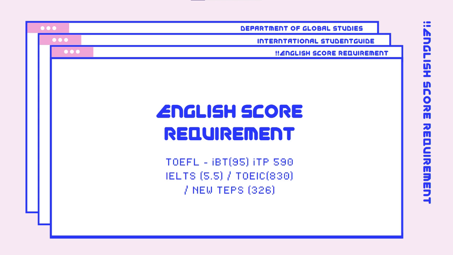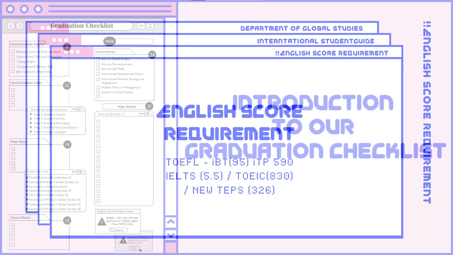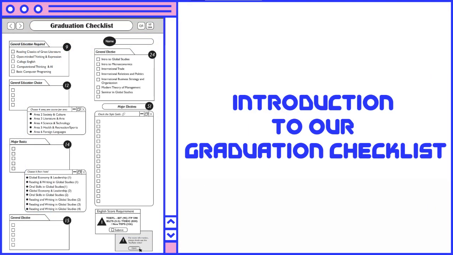Since all of this can be a little bit confusing, we have decided to create a graduation checklist for foreign students, where you can input your own personal course choices and keep track of which courses you still need to take in order to graduate. You can download it from the link in the description as well as on the DGS website. Let me show you how to use the checklist.